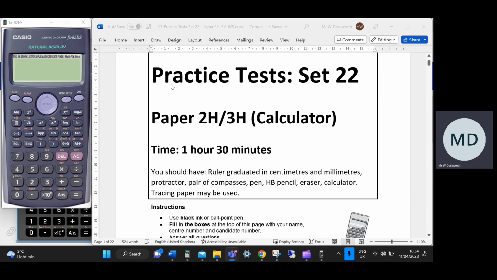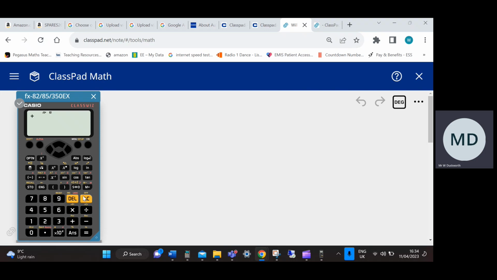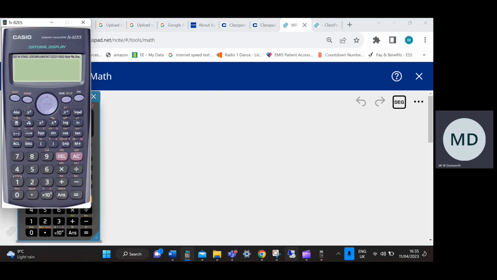I'm using the emulator for the FX82 range. I know that most of you have probably got a much more modern version of this calculator. I have kind of got an emulator for this, but it's as a Word page, which is a bit awkward. So I'm going to be sticking to my old-fashioned emulator for today.